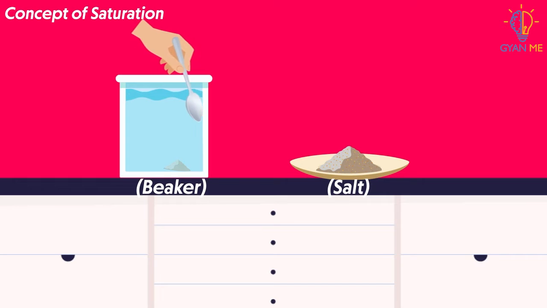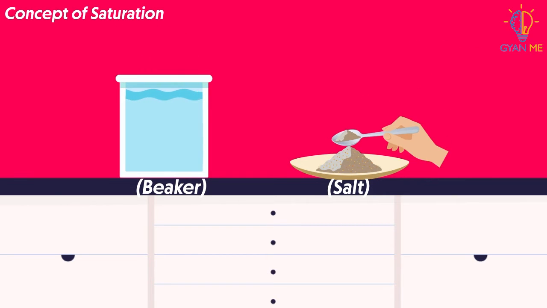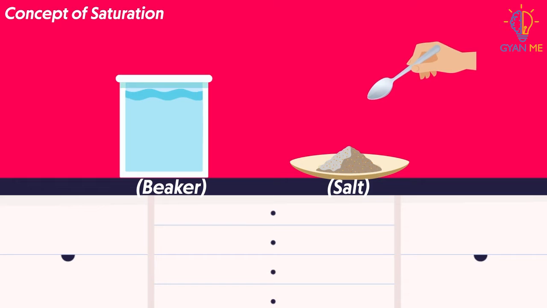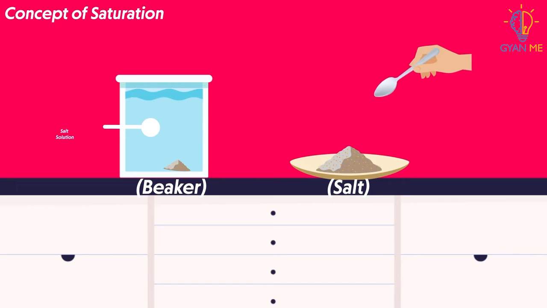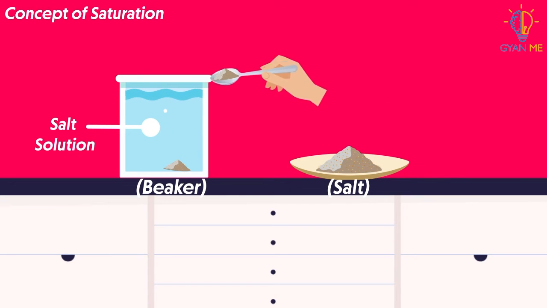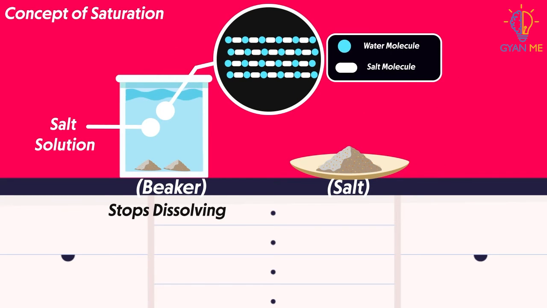We see that it gets dissolved in the water. Now continue doing so. What happens next? We will see that after a while, the salt stops dissolving in the water. But why did that happen? This is because the water now does not have any space to accommodate more salt within it. That is, it has lost its ability to dissolve any more salt in itself.